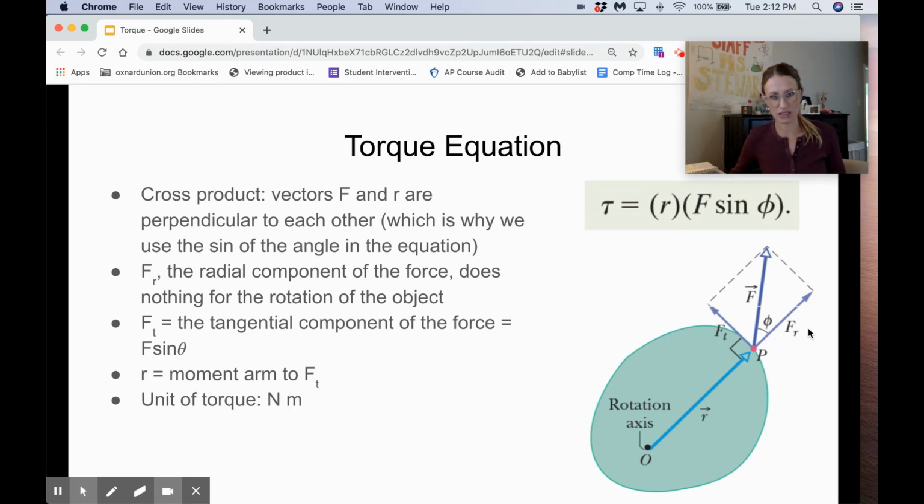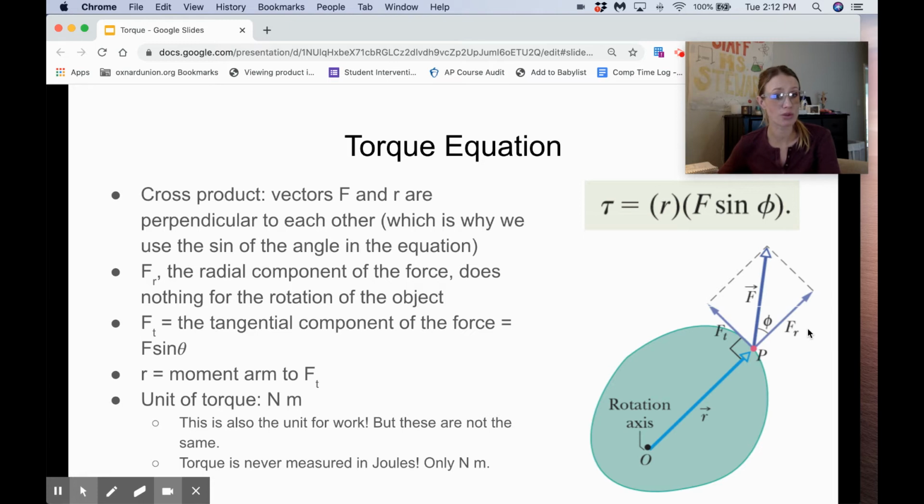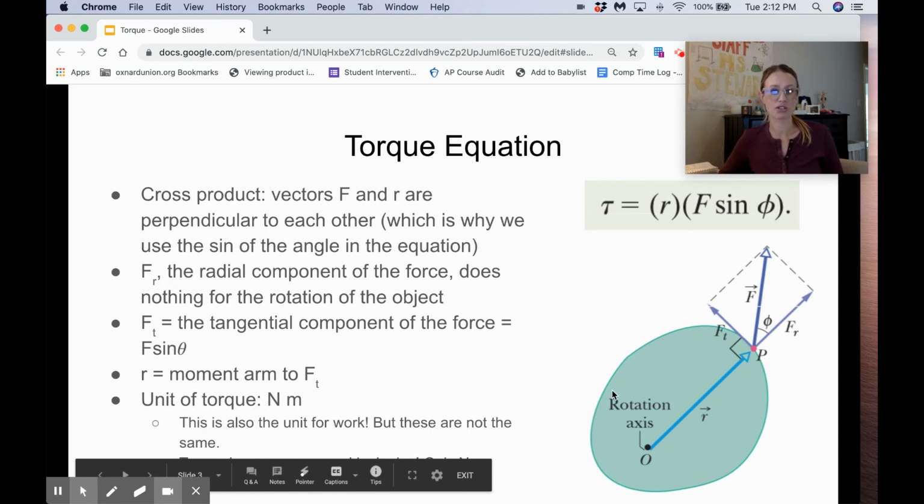Now this might look a little bit familiar because we know that work is force times displacement times the cosine of theta. So newtons times meters is what the work unit is made up of. But the important part here is that they're not exactly the same, okay? Remember, work is actually measured in joules. We don't measure torque in joules because we want to think of torque more like a force. We don't want to think of it as energy like work is. So torque is never measured in joules. It's only measured in newtons times meters.